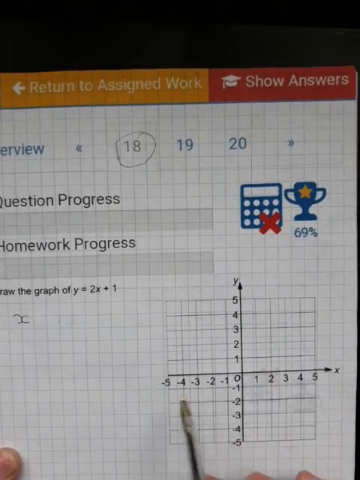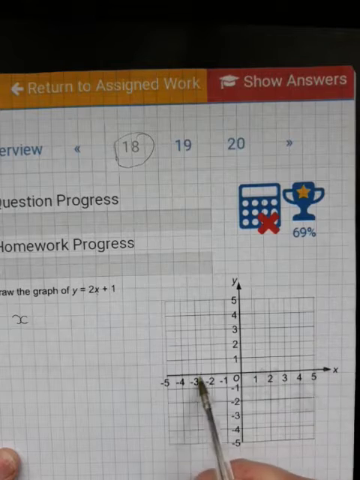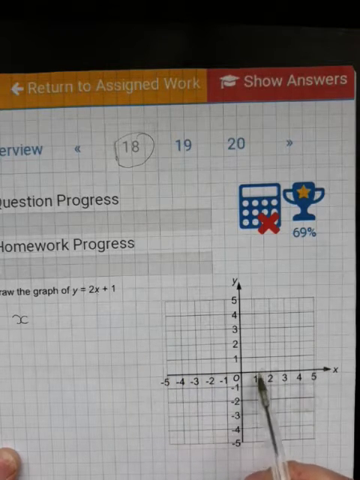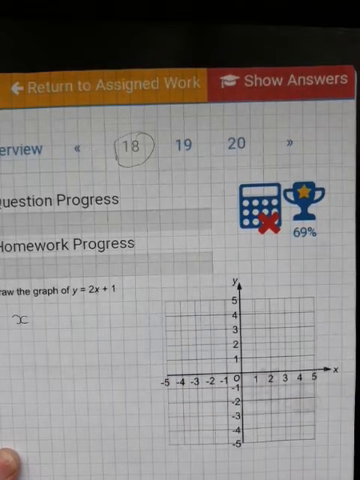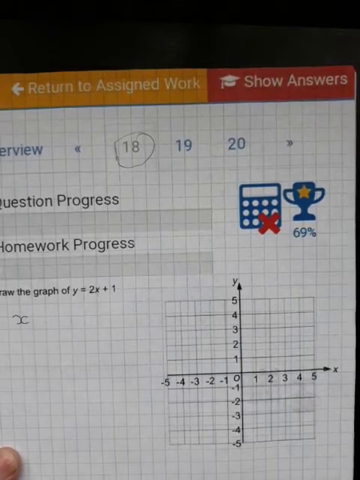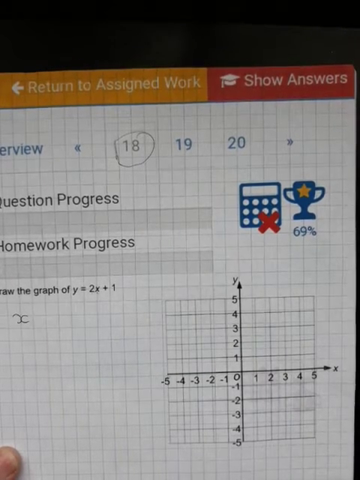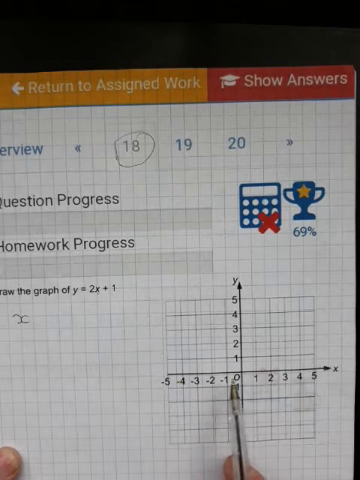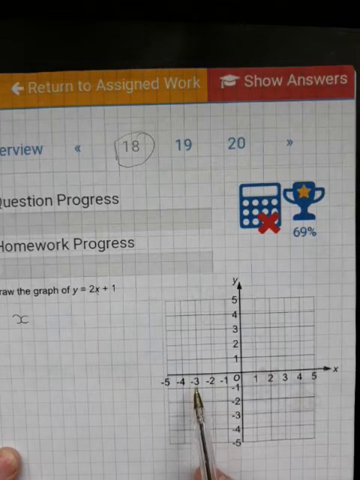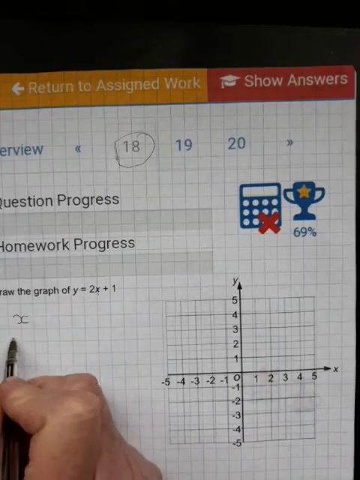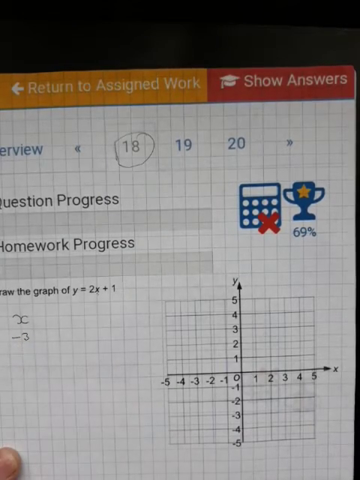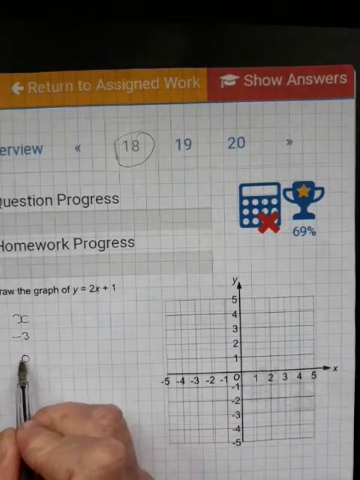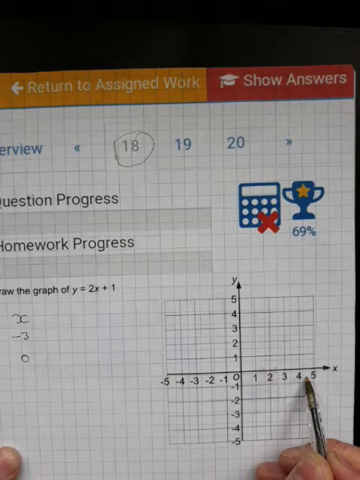You're looking across here, there's your x-axis. These are the x values we want to use. Now we don't have to use every one. In fact, for a straight line graph, the minimum number you need is 3. So I'm going to choose 3 that are quite far apart from each other. I'm going to use minus 3. You can use anything you like, by the way. I'm going to use 0.